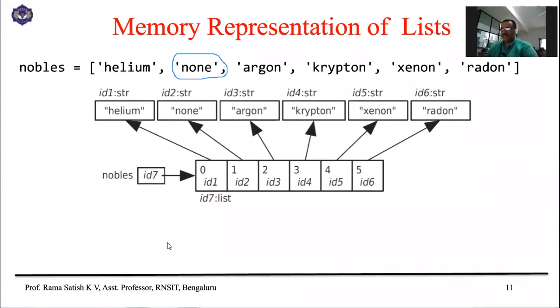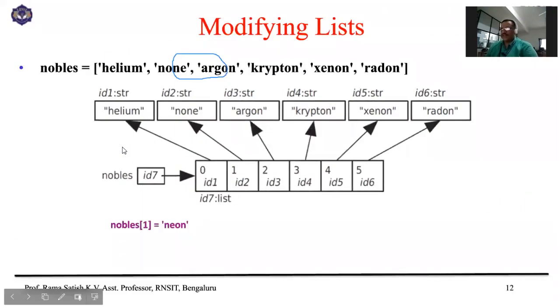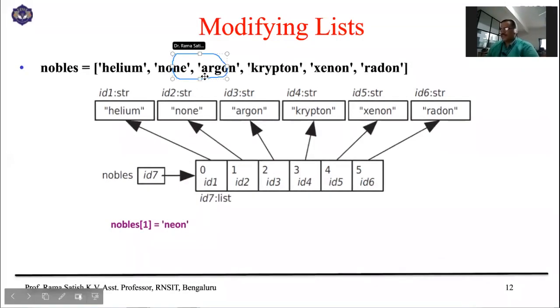So if I want to rectify that, I'll say nobles of 1 is equal to neon. Look here, I'll just type neon. Instead of none, I type it as neon. In this case, what happens? A new memory is allocated.